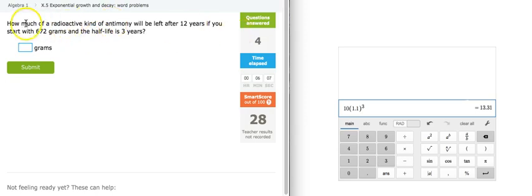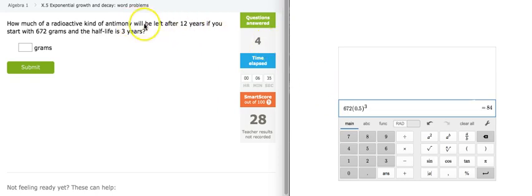Okay, here we go. How much of a radioactive kind of, oh, I'm not even going to say that, antimony? Antimony? Is that an actual thing? Okay, well, it'll be 12 years if you start with how many grams, and the half-life is 3 years. Okay, here we go. 0.5. Half-life problem is always going to be chopped in half. How much did we start off with? We started off with 672 grams. Okay. Ooh, I was almost there.